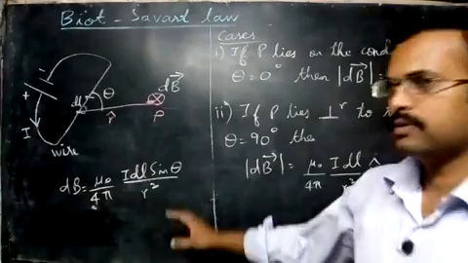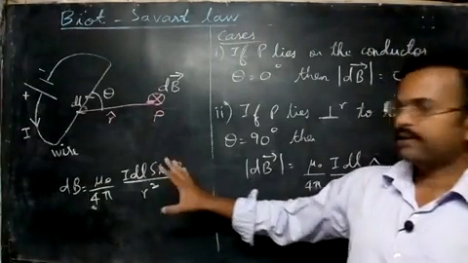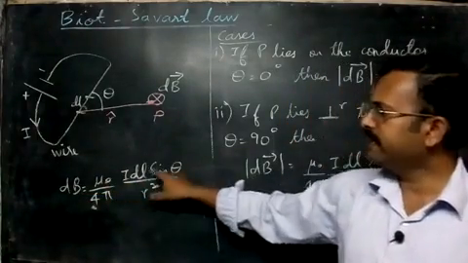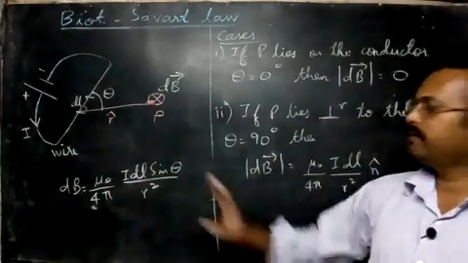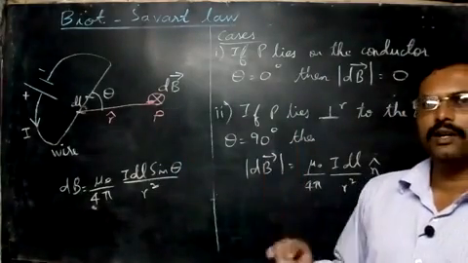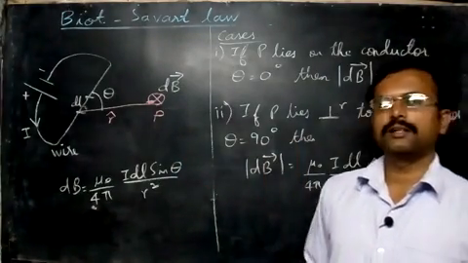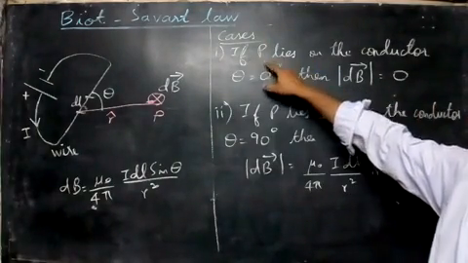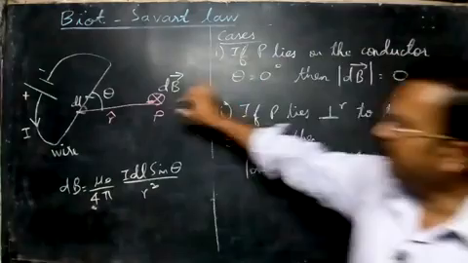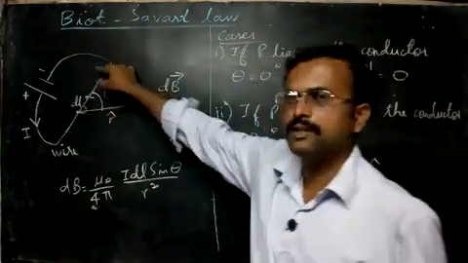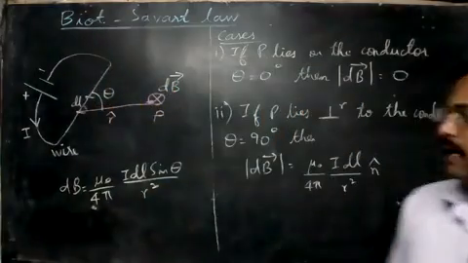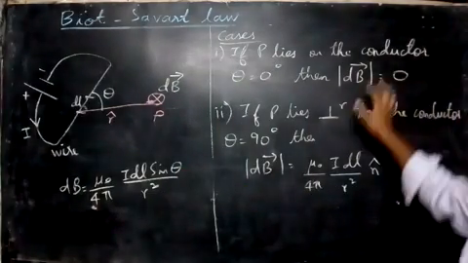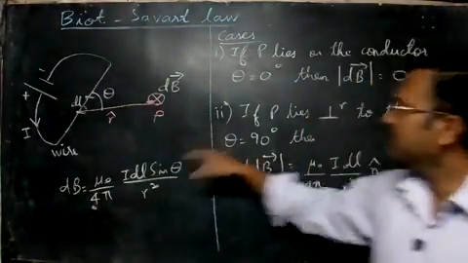Let us now see the proper definition, or this formula: dB is equal to mu naught by 4 pi into I dl sine theta by r square. If you remember this formula, you can easily solve equations or any sums that we have. So we'll see some special cases here. If the point P lies on the conductor, the angle theta becomes 0. We know sine 0 is 0, so the entire thing becomes 0.